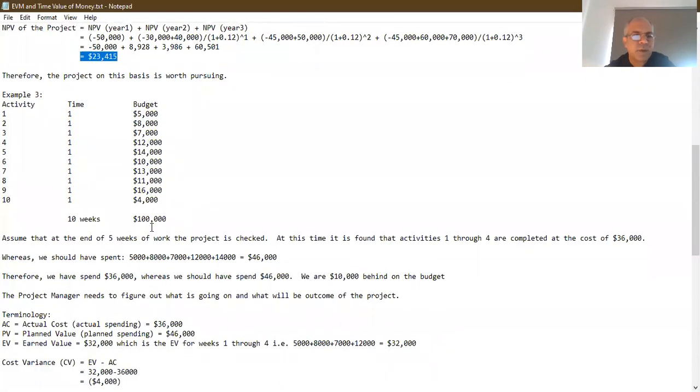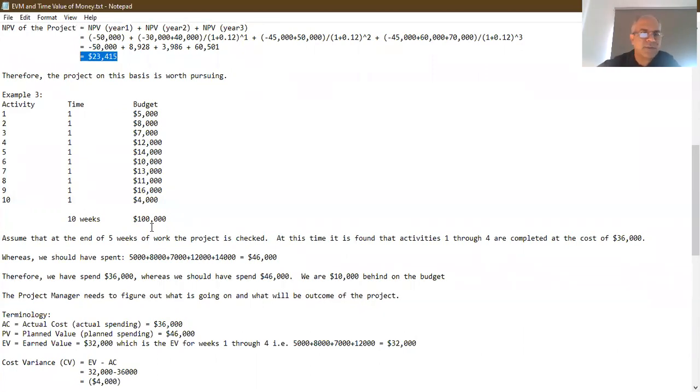Now we can move from this idea of time value of money to this additional concern of something called the earned value management technique, right? The earned value management technique is a powerful tool. It's not only an evaluation tool, but it's also a communication tool as well. So we'll see how we can apply the idea of the earned value management to a particular project, right?